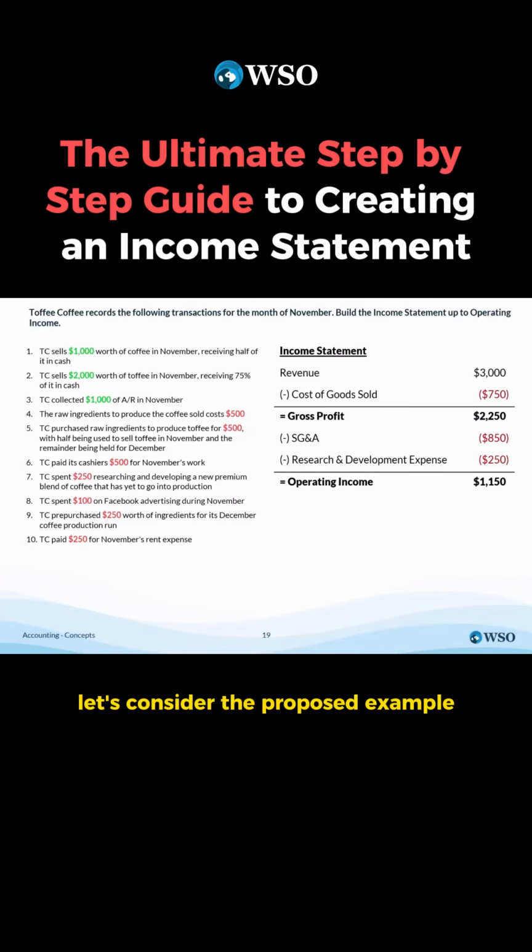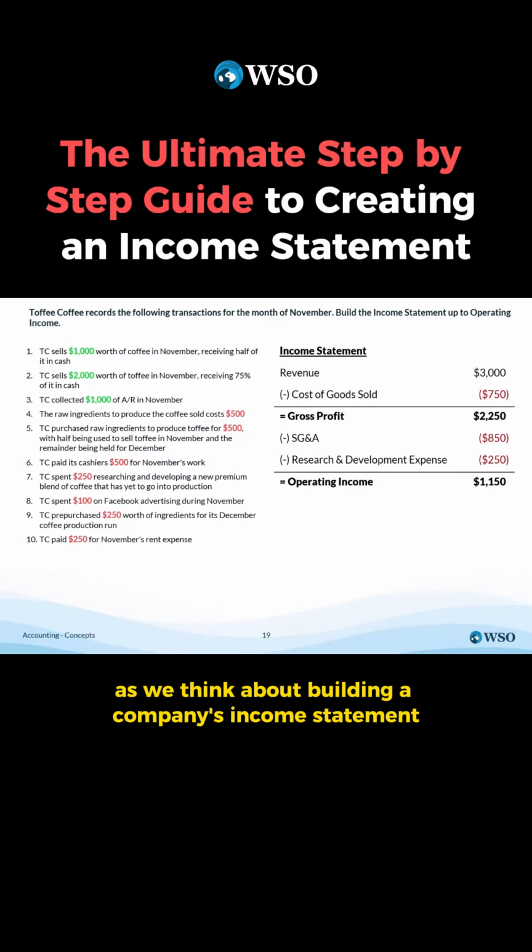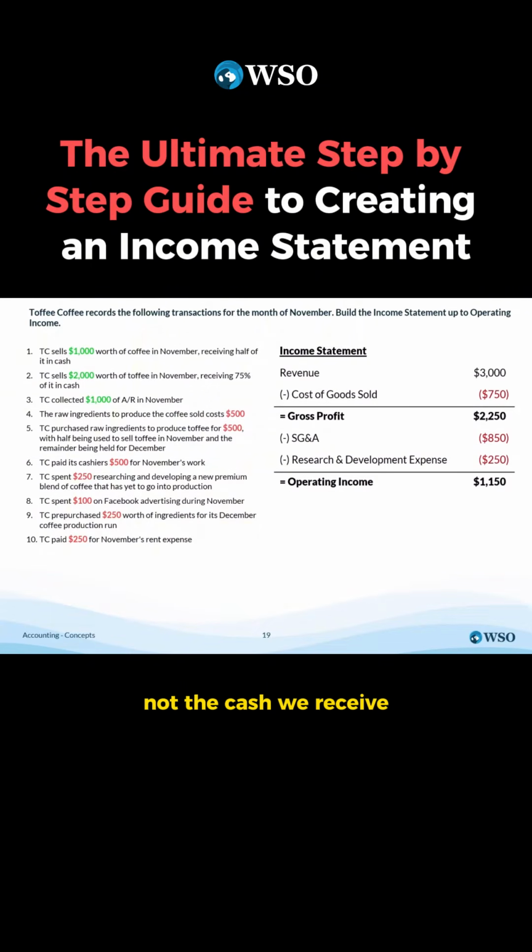Let's consider the proposed example as we think about building a company's income statement. For revenue, we recognize the revenue of the products sold in the month of November, not the cash we receive. So $1,000 worth of coffee and $2,000 worth of toffee would be our revenue for the month.